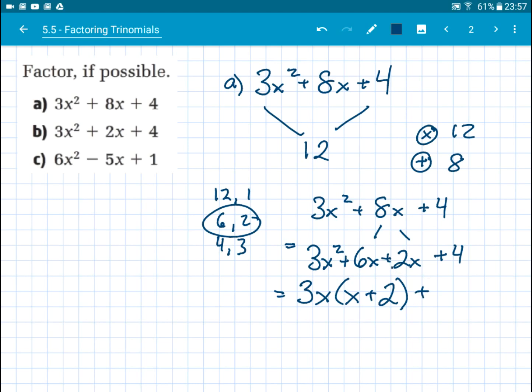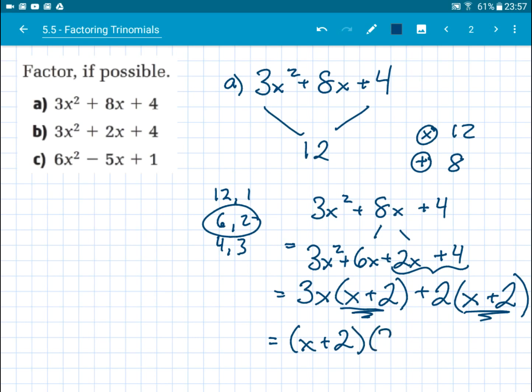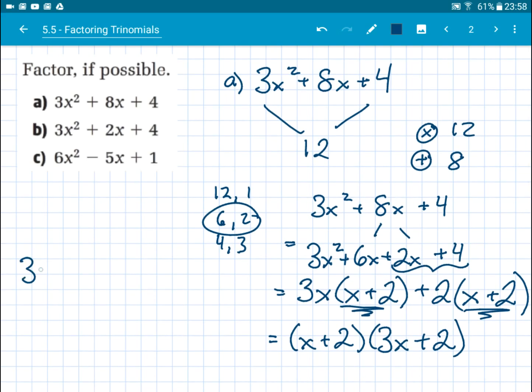In the second set, this set here, we're just going to factor out a 2. That's all we can do. So 2 times x gives me 2x, and 2 times 2 gives me 4. Now what I'm doing is I'm just going to common factor out x plus 2. So x plus 2 times 3x plus 2. And so all that work tells us is that 3x squared plus 8x plus 4 came from the binomial multiplication of x plus 2 times 3x plus 2.